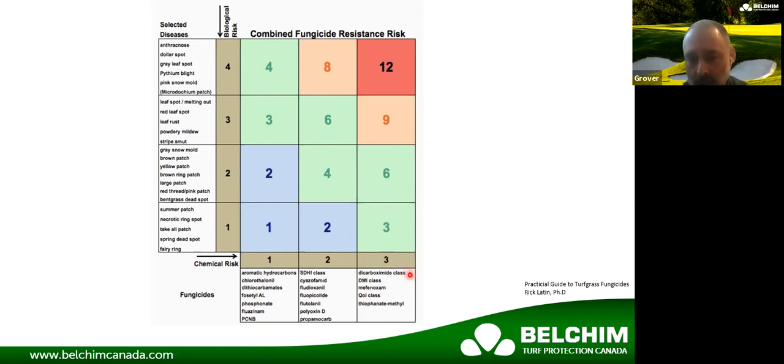Your dicarboxamides, these are the ones we're going to lose. DMIs, group 3. QOIs, group 11. Thiophanate methyl, group 1. So if we look at anthracnose, dollar spot, microdochium patch, on these diseases, it's a 12 out of 12. And now with the loss of the dicarboxamides, it puts more pressure on these 3 here. So hence why it's important to rotate.